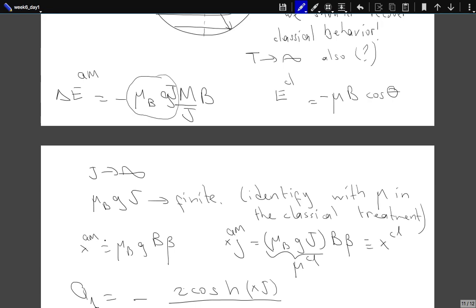But mu is finite in the classical theory. So the Bohr magneton times this G factor times J should be finite when I take the limit J goes to infinity if I am to recover the classical limit. But that means when I'm taking J to infinity, I should also set G to 0 in such a way that Bohr magneton times G times J should be finite and equal to the classical mu. Only in that limit might I be recovering the classical result.